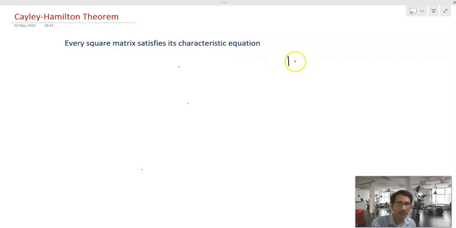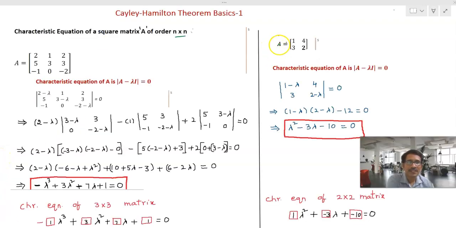I think all of you know, if A is a square matrix, then determinant of A minus lambda I is equal to 0 is its characteristic equation. So what Cayley-Hamilton theorem says is every square matrix satisfies its characteristic equation. Now let us see what are the prerequisites to prove this theorem. Let us start with a 2 by 2 matrix.